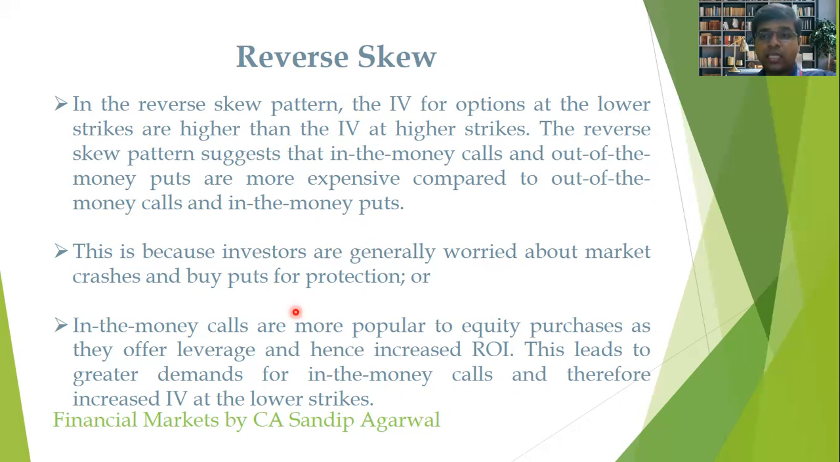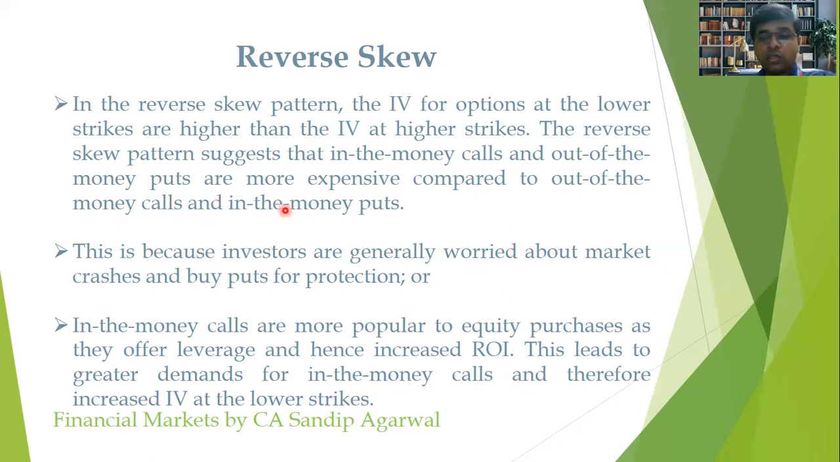So as I explained, when the IV is in the form of a volatility smile, those situations are considered ideal for option selling, intraday as well as positional. Whereas when the IV is in the form of a reverse skew pattern, those situations are generally considered not good for positional option selling, because there are a lot of uncertainties in the market and people are generally worried about market crashes and buy put options for protection. That's why in-the-money calls and out-of-the-money puts are more expensive as compared to out-of-the-money calls and in-the-money puts.